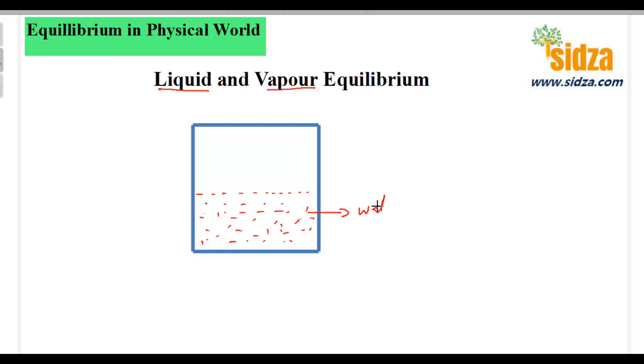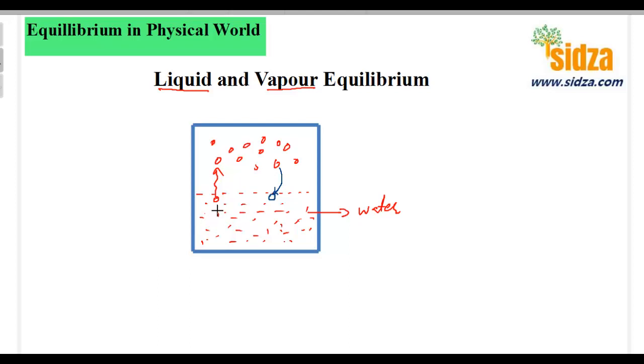Now what we see initially, once you put this liquid in a closed vessel, is that more of the liquid molecules will be entering into the vapor state, correct? So evaporation will take place. A lot of water molecules will go into the vapor state. In the vapor state, these molecules have random motion and move in all possible directions, correct? They will strike the walls, and they will also strike the surface of the liquid. When a vapor molecule strikes the liquid surface, it will lose energy and go back into the liquid state.